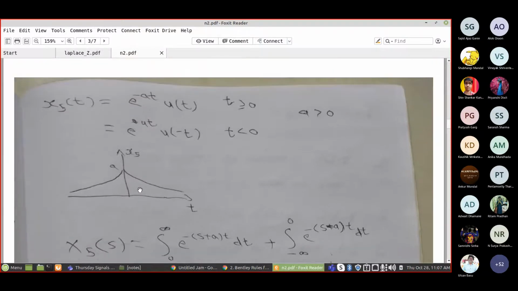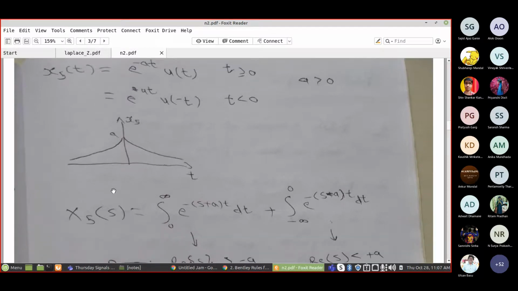So what is the ROC of this is the question. Okay, so let's apply definitions. From 0 to infinity, we have this expression. So you have this integral to evaluate by substituting this expression for x5 of t, and over the negative interval you have this other expression.